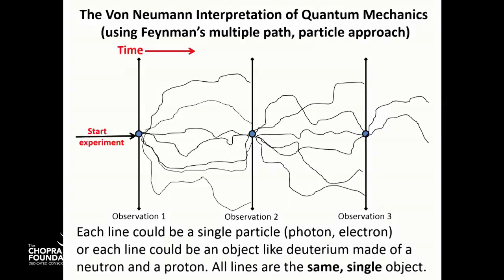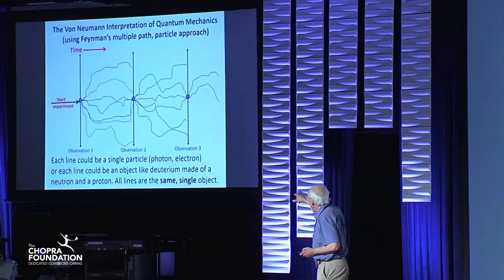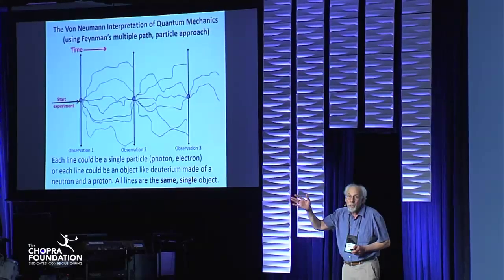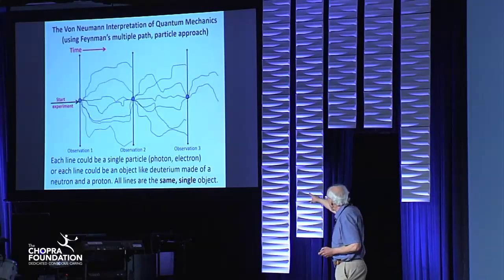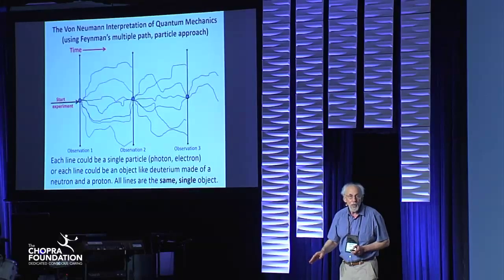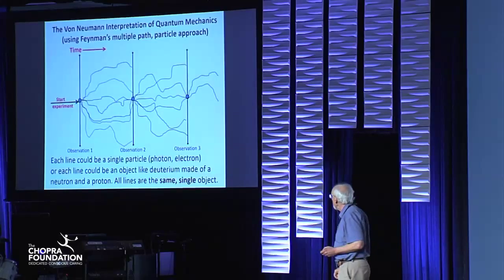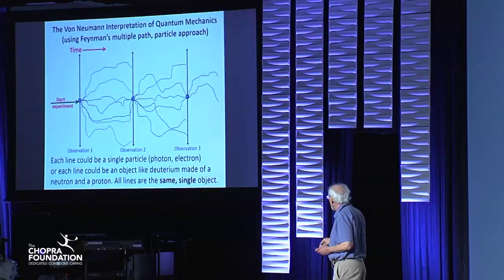So this is how you can understand quantum mechanics. It's Feynman's multi-path view that everything is made of particles. You have the initial particle coming in on the left, and then at the first observation, the experimenter sets it up, and that particle can go in lots of different paths. Then another observation takes place, and the particle, say a photon or an electron, gets collapsed. Instead of being all spread out, it becomes where the observer's consciousness saw it. Then it spreads out again, and then the third observation takes place.